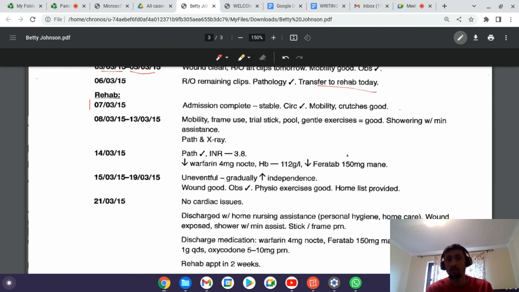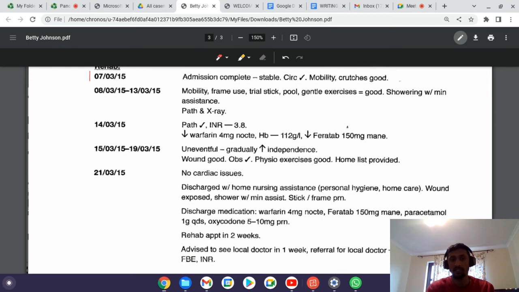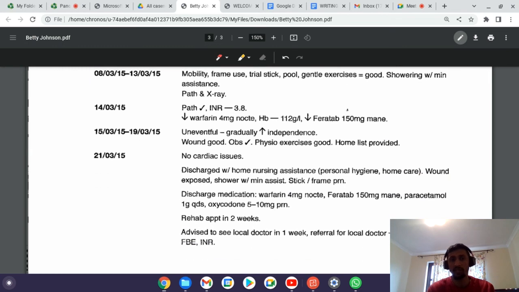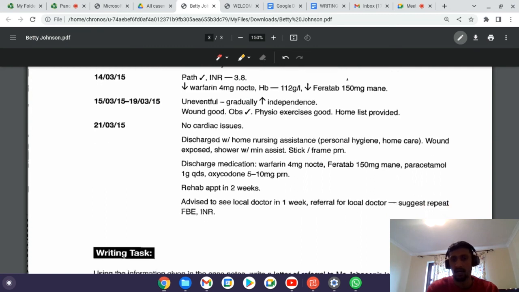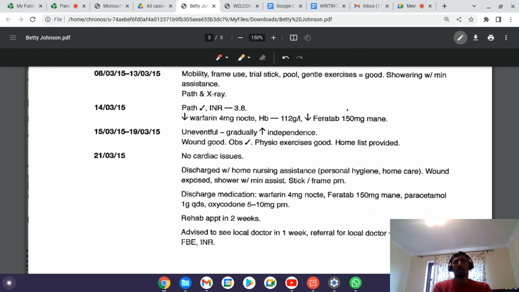What happened? Uneventful, gradually increased independence. Wound good. Observations done. Physio exercises good. Home list provided. On 25/03, what is going to happen and what is your task? When is the patient going to be discharged or not? So please tell me what's important on 21st March 2015.